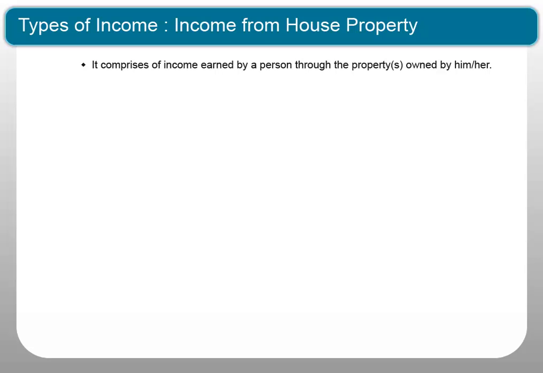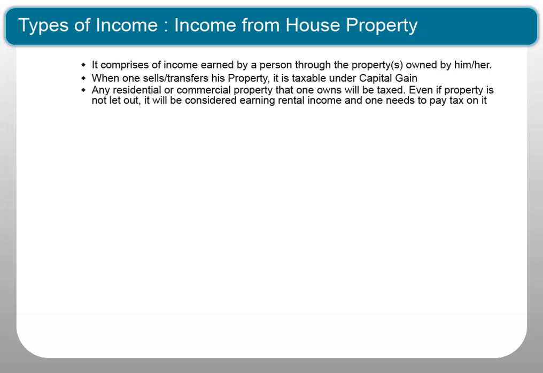Income from house property comprises income earned by a person through the properties owned by him or her. When one sells or transfers his property, it is taxable under capital gain, not house property. Any residential or commercial property that one owns will be taxed.